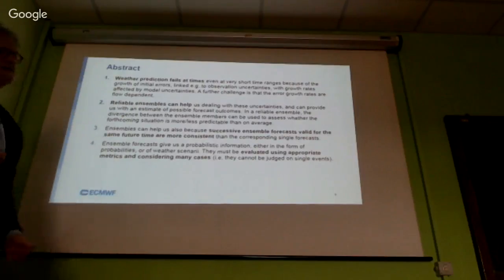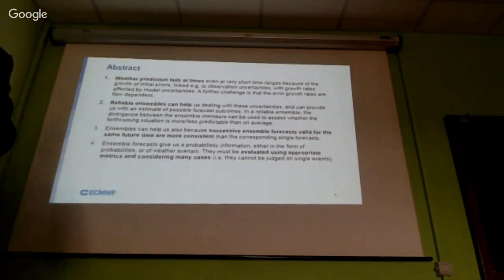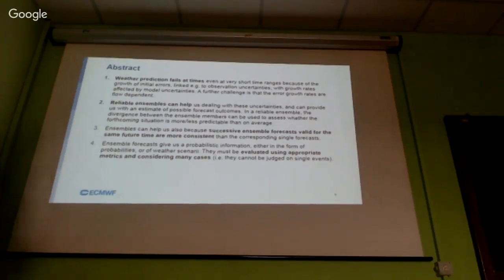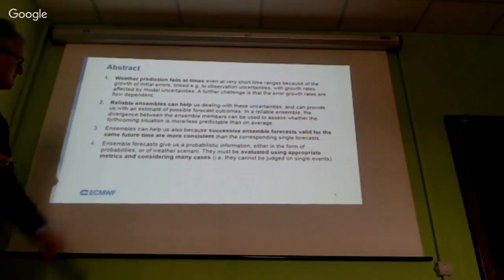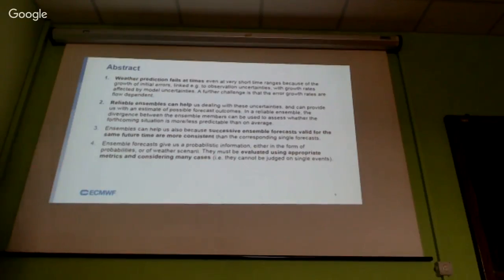The third point is that an ensemble prediction system gives you probabilities. It means that to assess the quality of an ensemble prediction system, one needs to use a wide range of cases, a season, for example, and use appropriate metrics. The fourth point that I will make is also the fourth point that I'm making here.